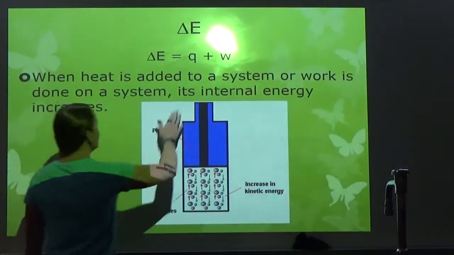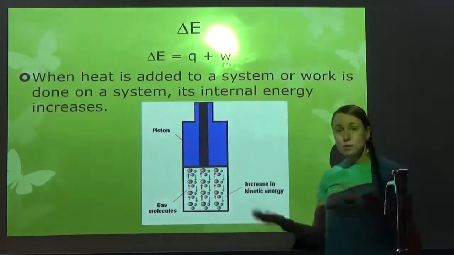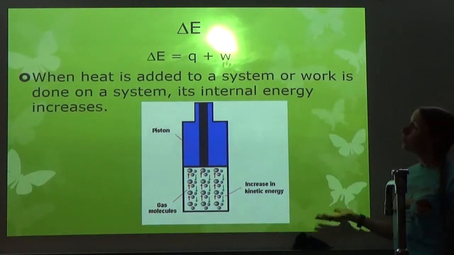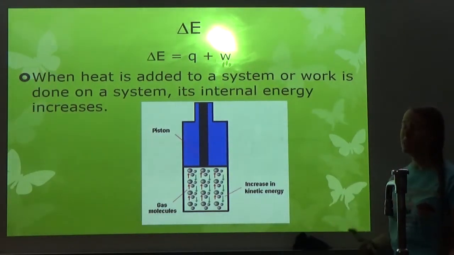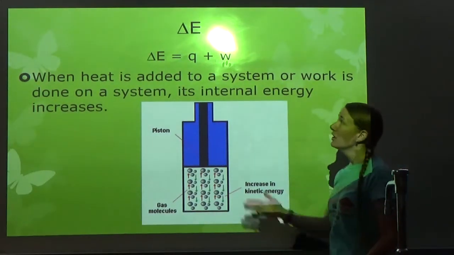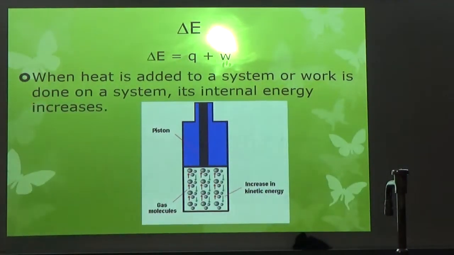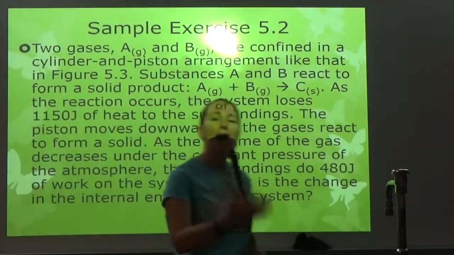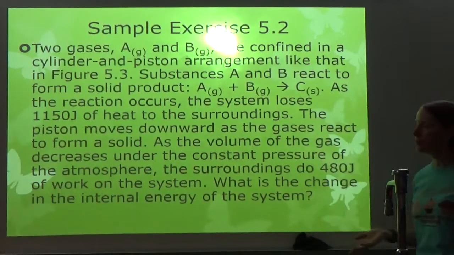So delta E equals Q plus W. Q is heat and W is work. When heat is added to a system or work is done on a system, its internal energy increases. Okay, so you have to be careful on these questions to make sure you read to determine if it's being added to or taken away from the system.